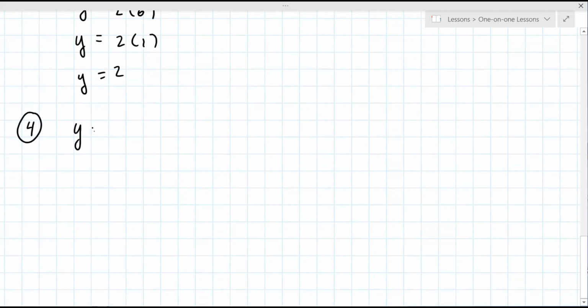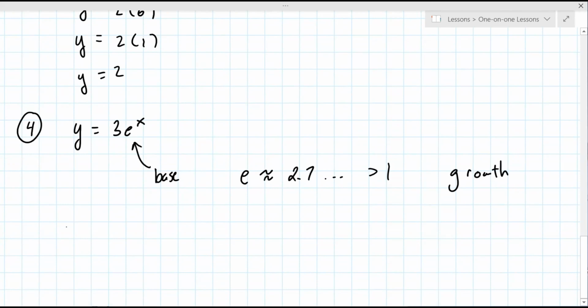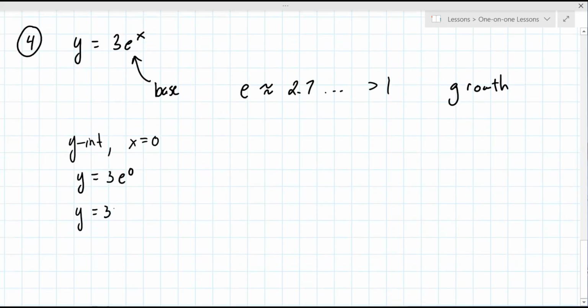Okay. Y equals 3e to the x. So e is the base of your exponent. The value of e is approximately 2.7 something. That number is certainly bigger than 1, so this is growth. And it's as simple as that. To find the y-intercept, you put x equals 0 into the equation. So you get y equals 3e to the 0. Y equals 3 times 1, so y equals 3. Your y-intercept is (0, 3).